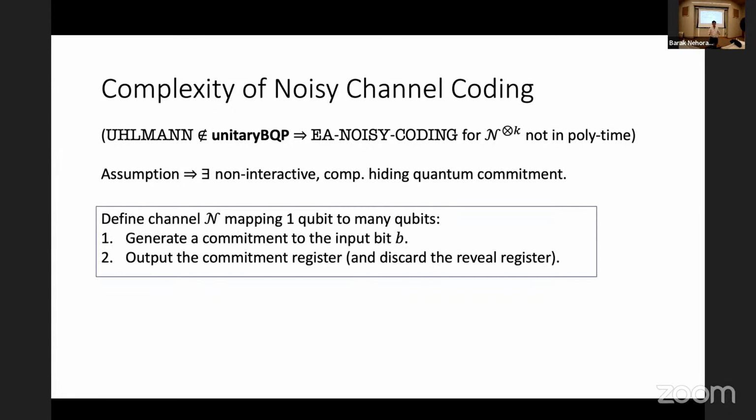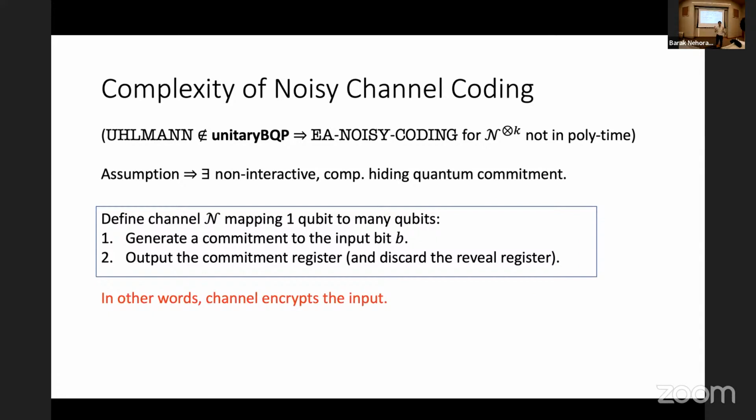I'm now going to construct a kind of weird quantum channel, and it maps one qubit to many qubits. It's going to take its input qubit, which it'll interpret as a bit B, and generate a quantum commitment to B. And then it's going to output the commitment register and discard the reveal register.